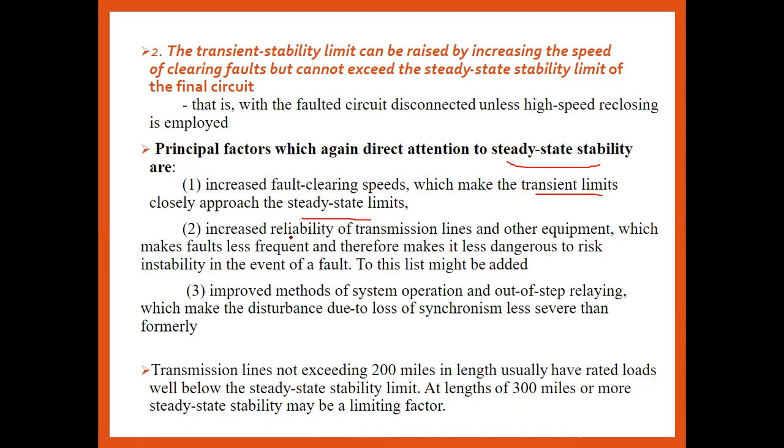Which makes faults less frequent and therefore less dangerous in terms of the risk of instability in the event. This is nothing but keeping the maintenance of the equipment as low as possible, so as to improve the reliability of the transmission line, and thus improve the steady state stability of that concerned transmission line. That's the second parameter, the second attention that is taken into consideration to improve the steady state stability. Number three, improved methods of system operation.